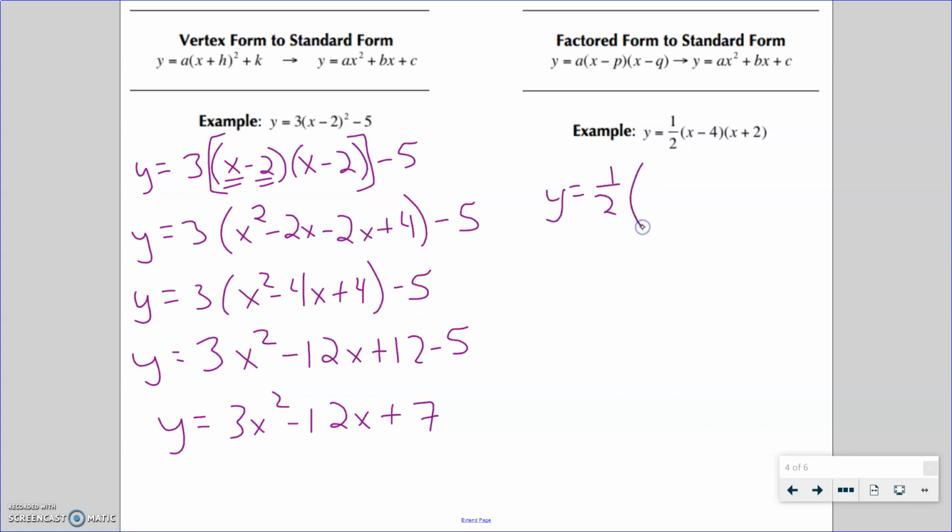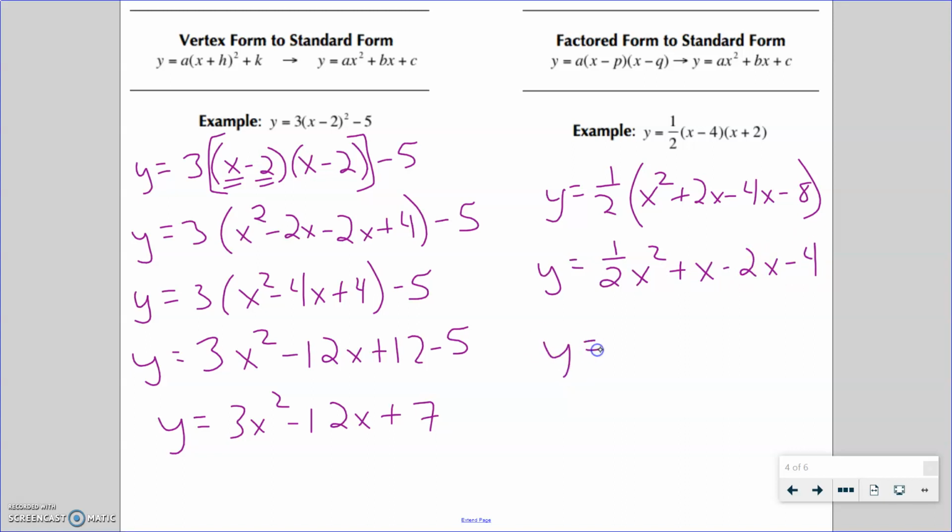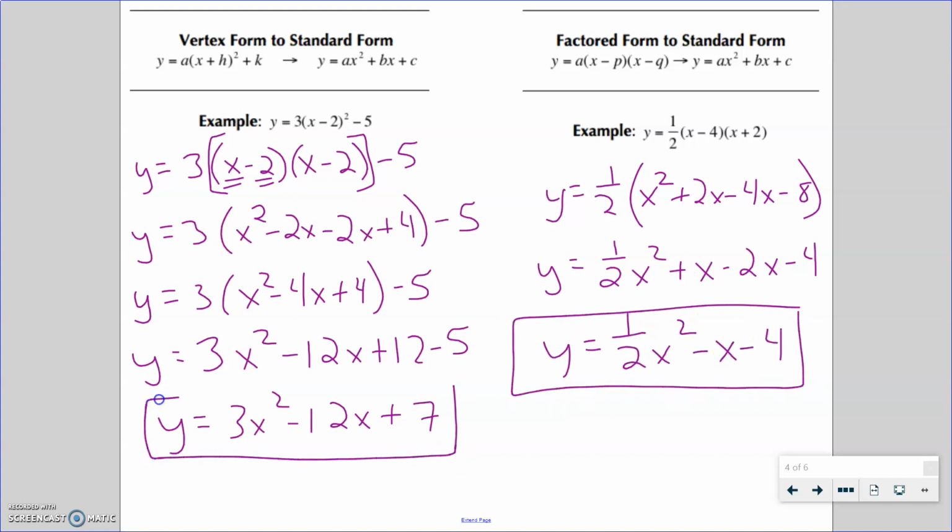Double distribute first, so x times x is x squared, x times 2 is 2x, -4 times x is -4x, -4 times 2 is -8. Then distribute the 1/2 into everything, and combine like terms. You could also combine like terms first and then distribute the 1/2, totally fine. It should get you the same exact answer for both of these, okay?